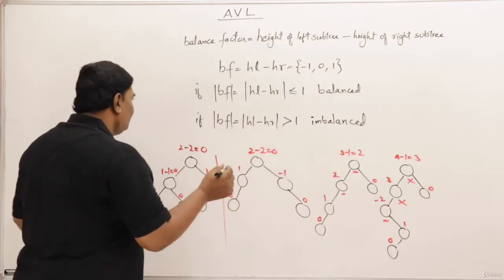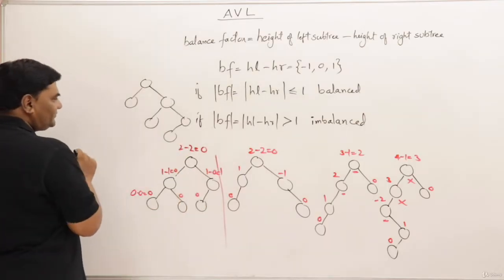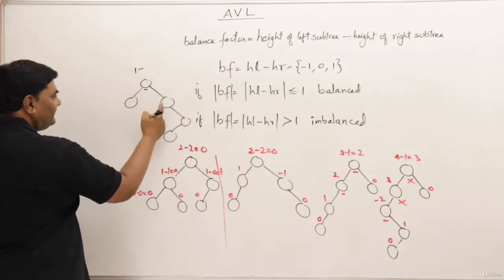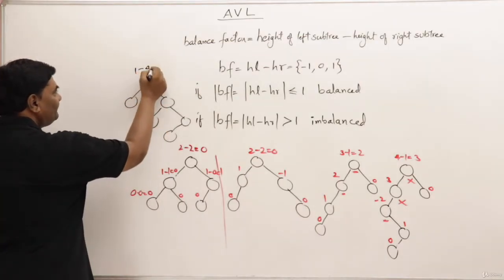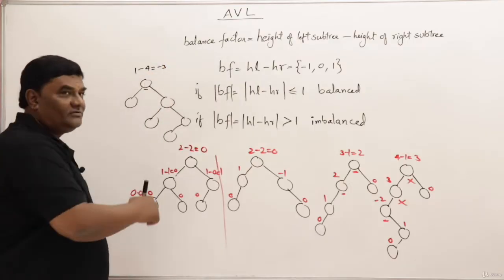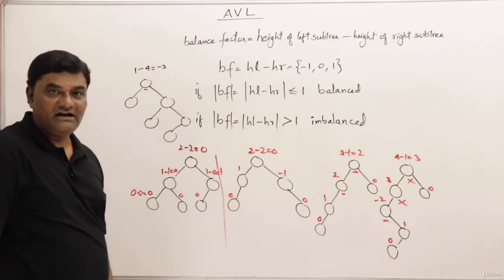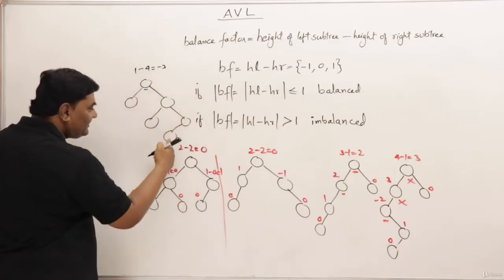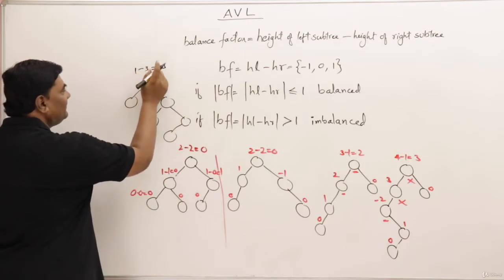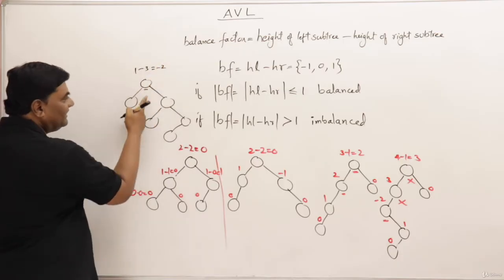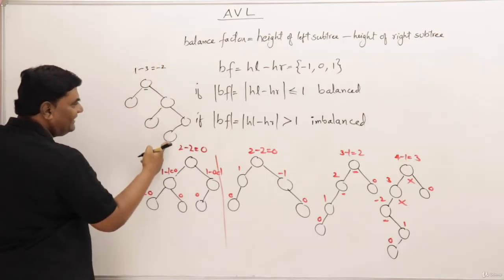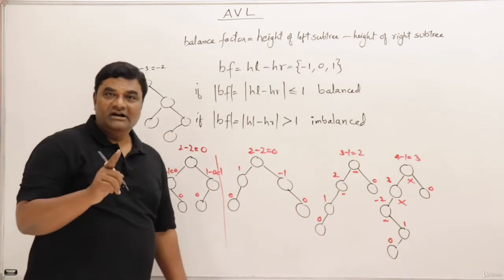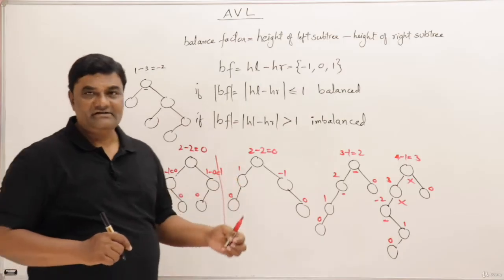Then one more thing. One common mistake students make is when finding the balance factor of this one: one node, minus 1, 2, 3, 4 nodes, minus 3. You don't have to count nodes. You have to count levels or height. So 1, 1, 2, 3. So this is 3, and this is minus 2. Count the height, check the height. Don't count all the nodes. Don't make this mistake. So I have shown you how to calculate balance factors.